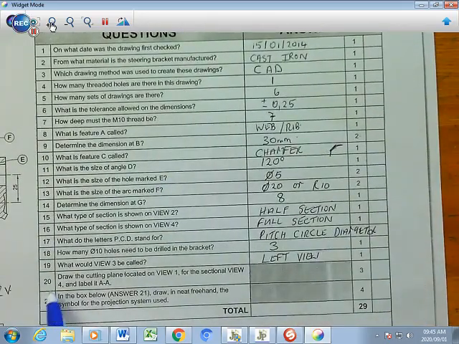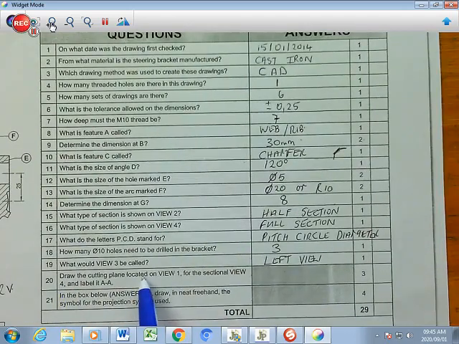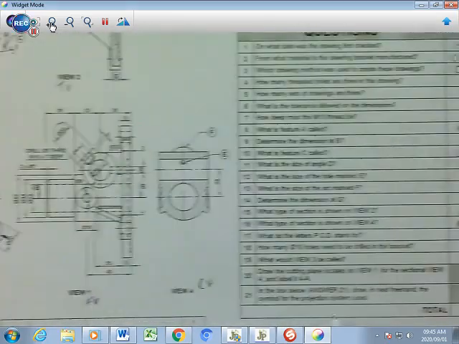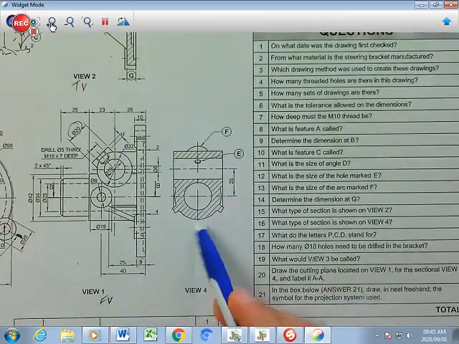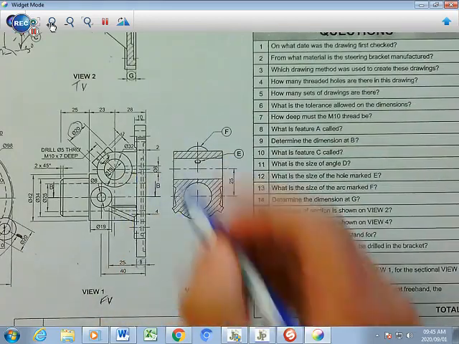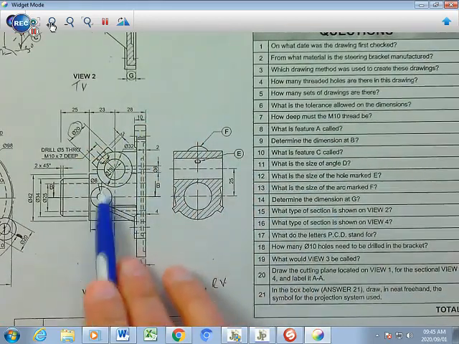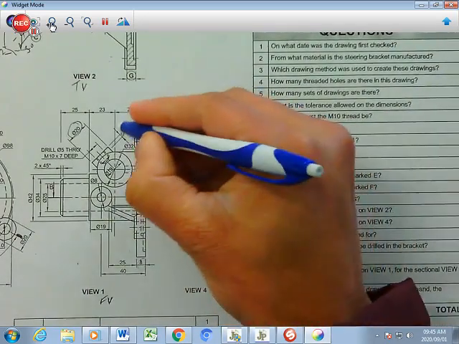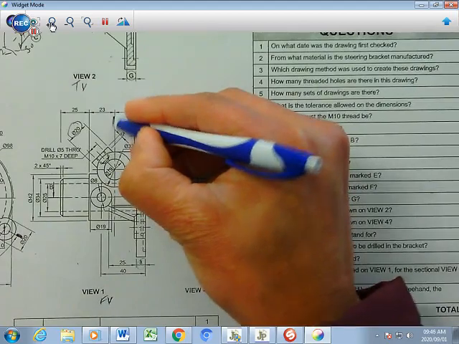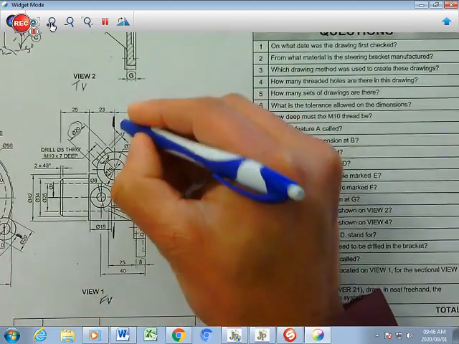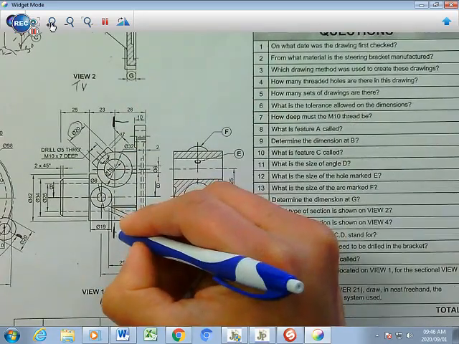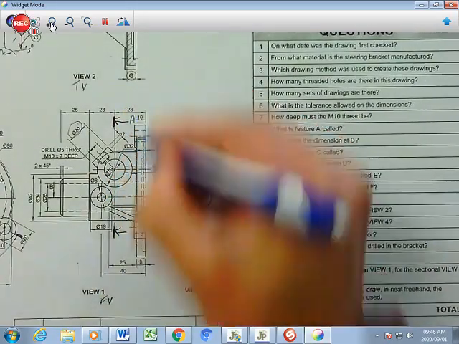Right. Okay. And then number 20 asks to draw the cutting line located on view 1. Draw the cutting line or the cutting plane located on view 1 for the sectional view 4 and label it AA. So you need to draw a cutting line here which reflects that there. I would say all of this will be gone and that will remain, which is basically what you're going to see there. So the cutting line is going to be right here. You're just going to highlight that there and highlight this outside of the drawing. Put 2 arrows on both sides and write AA there.